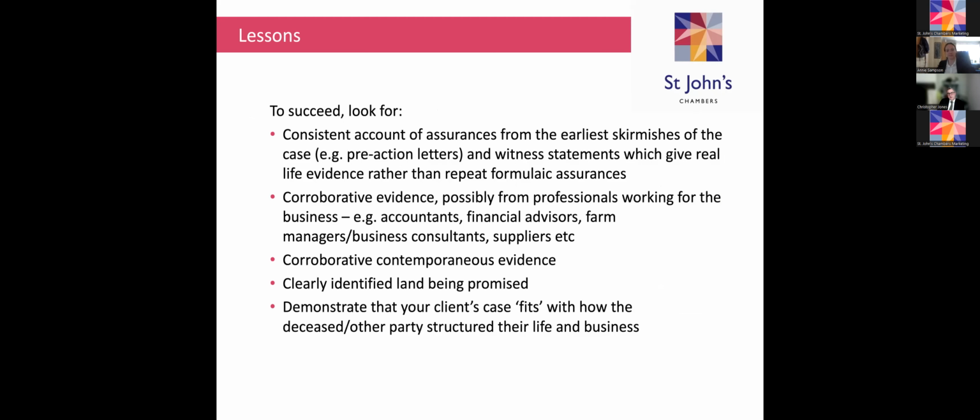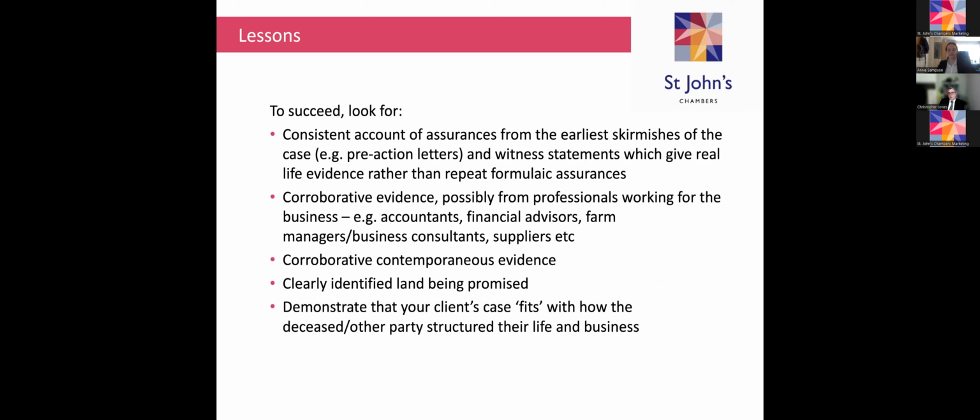So looking at those two cases in particular and drawing together some of the strands from a number of authorities following Davis and Davis, there are a couple of themes that one should have in mind when looking at either building or attacking a proprietary estoppel claim. It's vitally important, given that these cases are turning on first-hand accounts of witnesses, which often will be unsupported by documentary evidence and often not supported by third-party independent evidence, that a consistent account of assurances is given, even from the earliest skirmishes of the case. In particular, pre-action correspondence and letters and meetings. What do people say at the earliest stages, and how does that change when it feeds into their pleadings and in their witness statements?